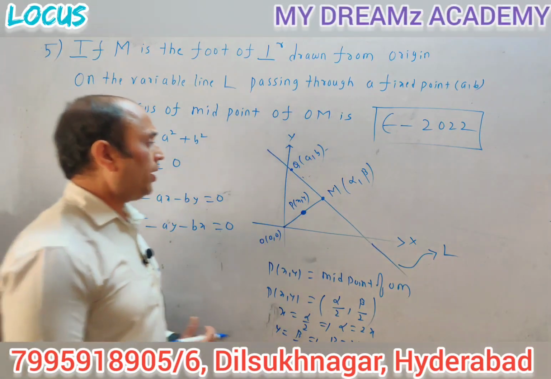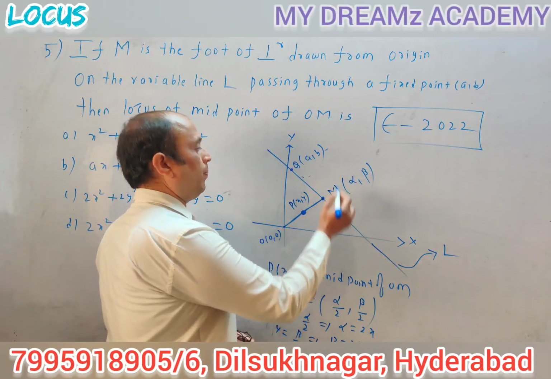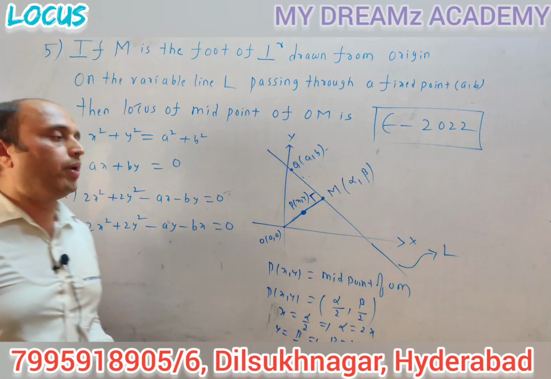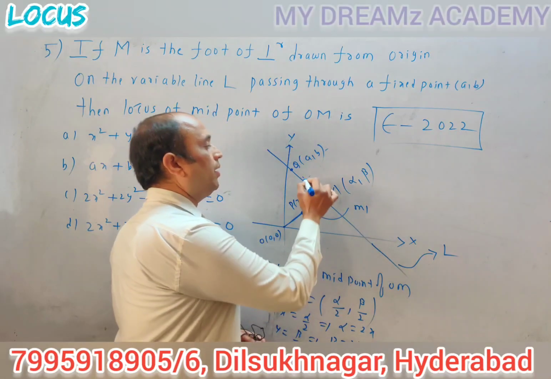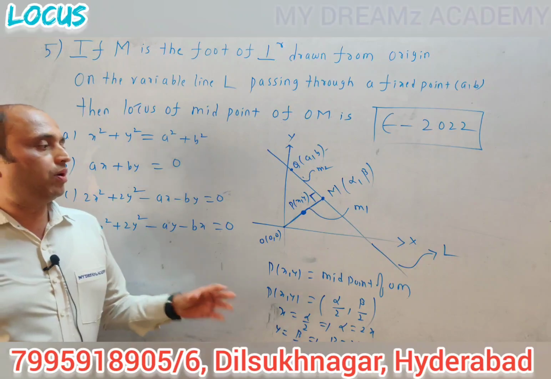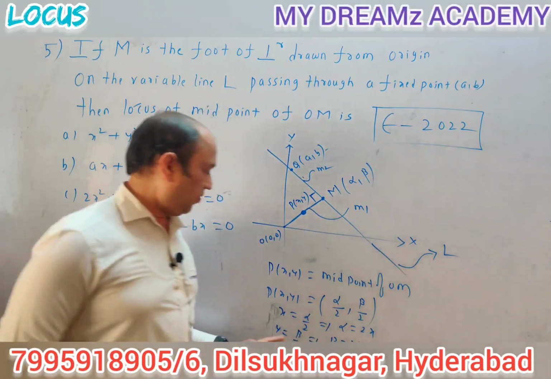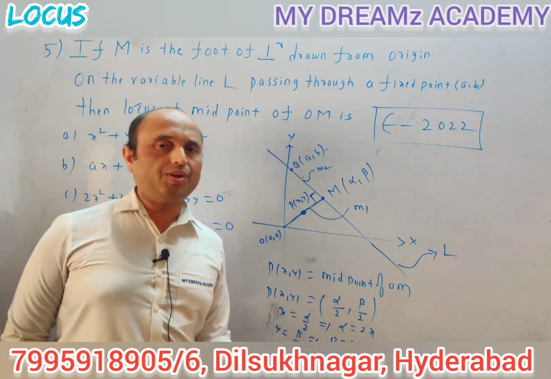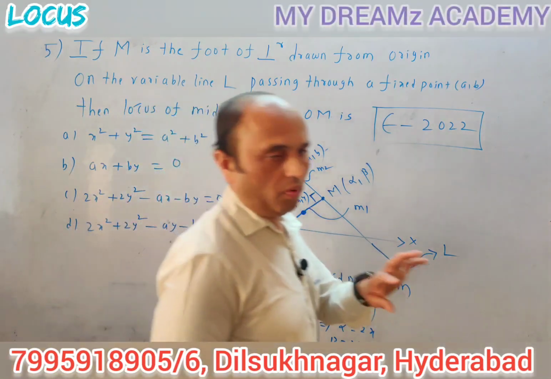Now M is the foot of perpendicular from the origin to this line. So find the slope of OM. OM is perpendicular to MQ. The slope of OM is m1, the slope of QM is m2, and m1 into m2 equals -1. Apply the condition. Substitute in place of alpha and beta these values to get the equation in terms of x and y. That represents the equation of locus.